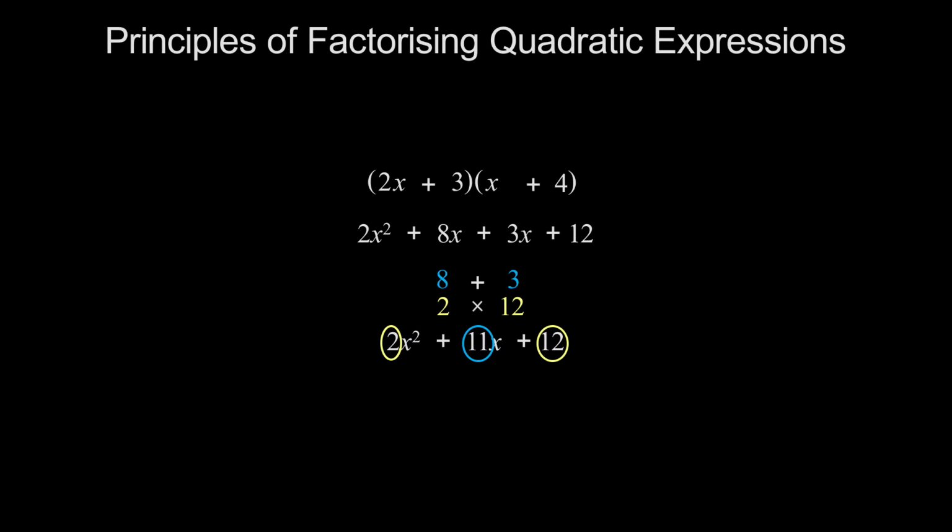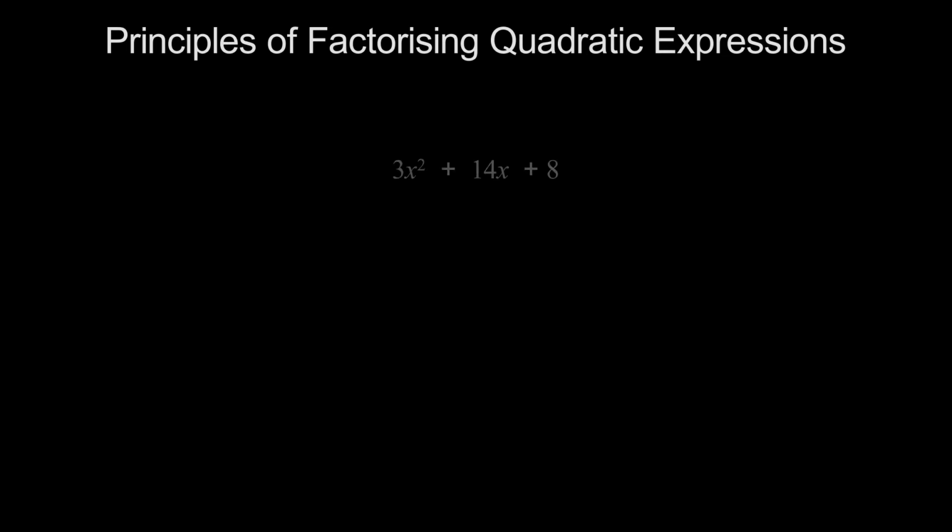So, to find the required coefficients in our second example, we need to find the numbers whose product is the coefficient of x², 3, times the constant term 8, that is 24, and whose sum is the coefficient of the original term in x, 14. To achieve this, we use the technique demonstrated in the previous video.